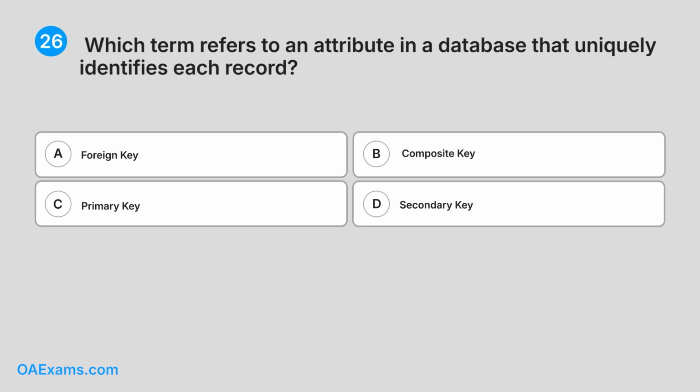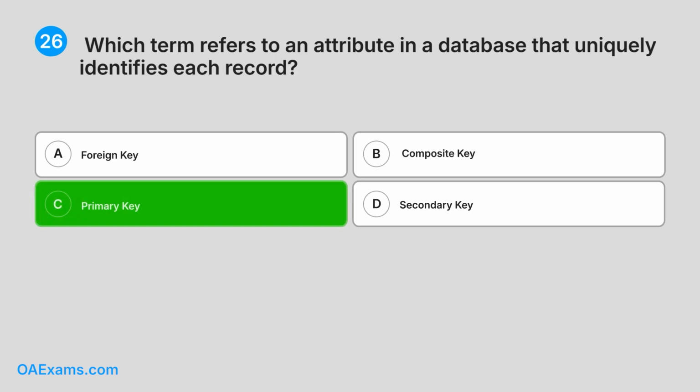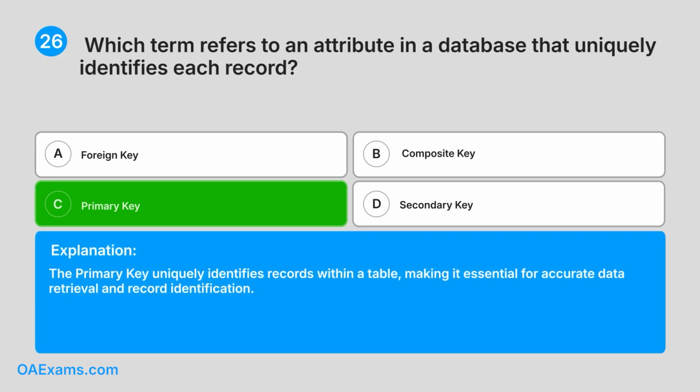Correct answer: C. Primary key. Explanation: The primary key uniquely identifies records within a table, making it essential for accurate data retrieval and record identification.